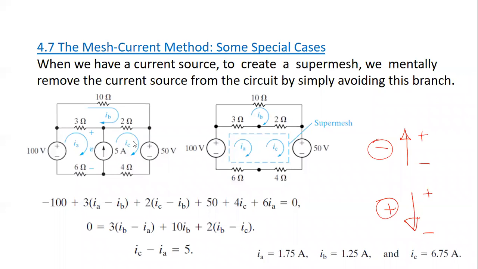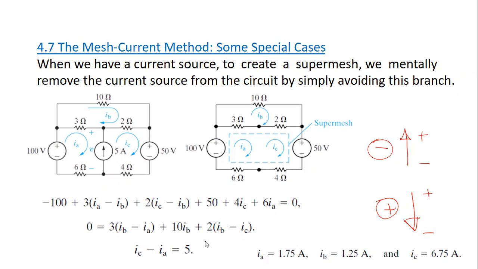But I need 3 equations because I have 3 unknowns. So the third equation, please listen to me, all of you. The third equation is there inside the source that you removed. So I will look to the source that I removed. It says 5 amperes goes up, and the current which is going up is IC minus IA. So 5 will be equal to IC minus IA. This is the third equation.